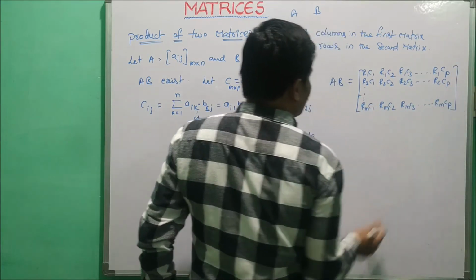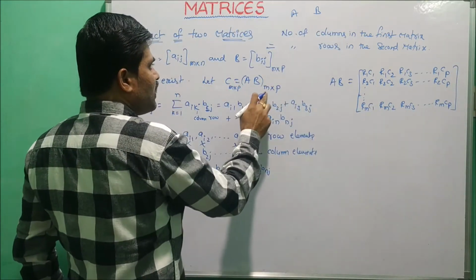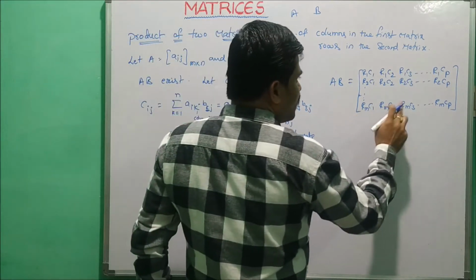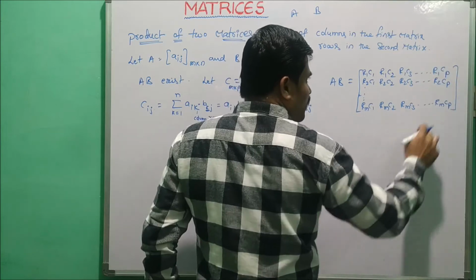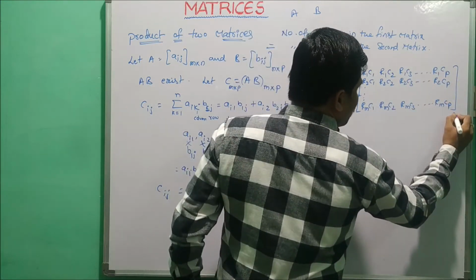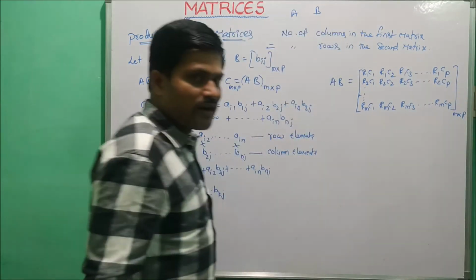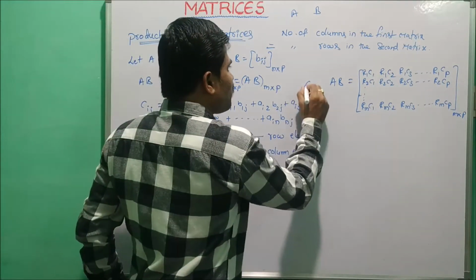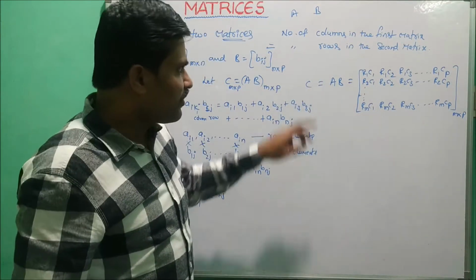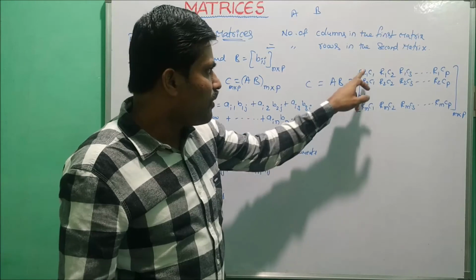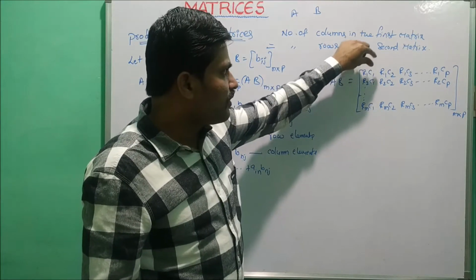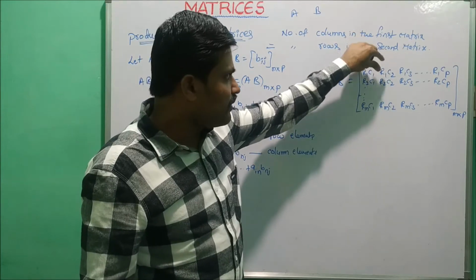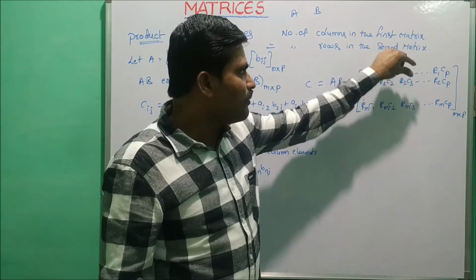Clearly we have to observe the order of AB is m by p. Here in total we write m rows and p columns. Now the resultant matrix AB is always equal to some new matrix C. Now C can be written in matrix form as R1 C1, this is the first row first element, R1 C2, first row second element, R1 C3, first row third element.